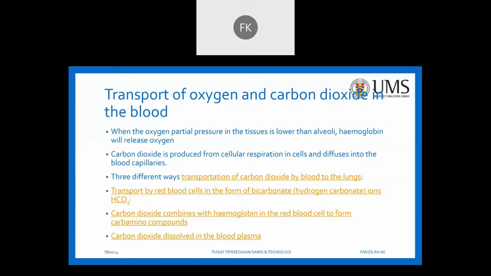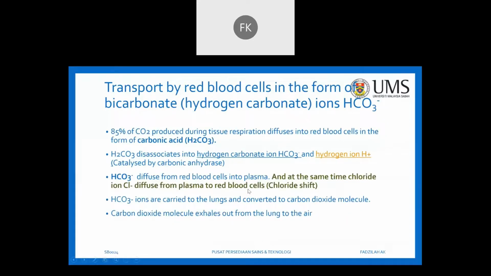First, transport by red blood cells in the form of bicarbonate, or hydrogen carbonate, ions. Second, carbon dioxide combines with hemoglobin in the red blood cell to form carbamino compounds. The third one, carbon dioxide is dissolved in the blood plasma. We look at point number 1: transport by red blood cells in the form of hydrogen carbonate ions.